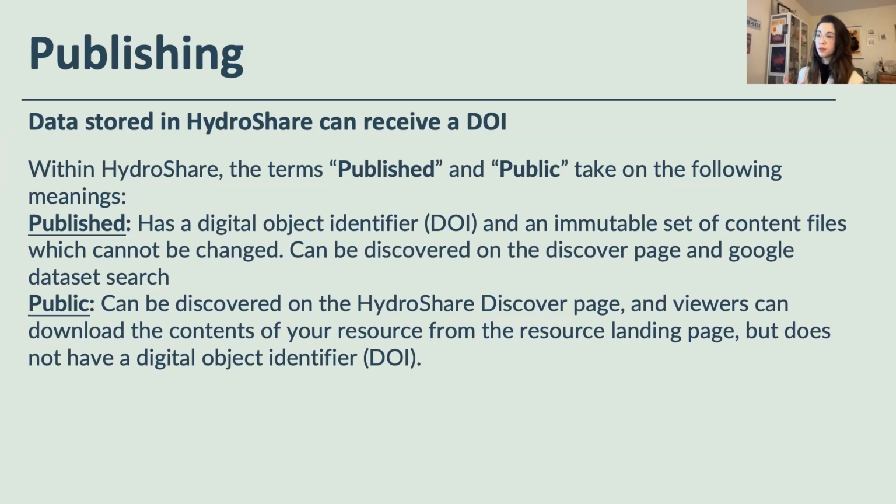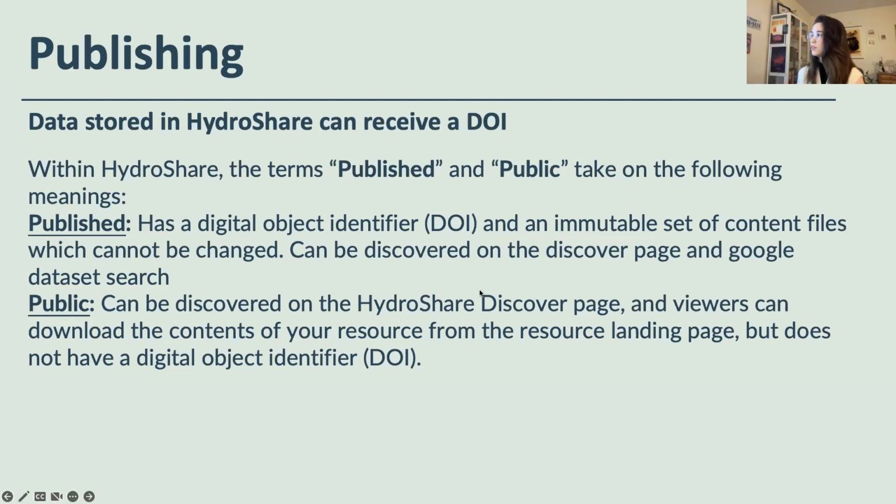Whereas a public resource does not have a DOI. You have not taken the publish action on a public resource. It can still be discovered on the Discover page, and viewers can download the contents, but you can make any changes you want to a public resource. So it's a little bit more like a living document. Say you were continuously collecting new time series data and you wanted to always be able to add to that content section. You would want to keep it public so you could continuously add to it or change it. But a published resource would be a static set of contents that you always want to represent one amount of data.